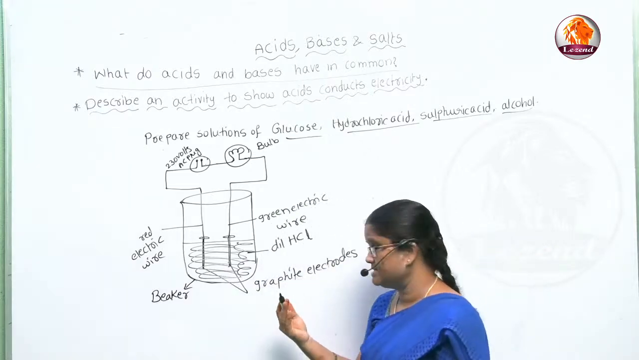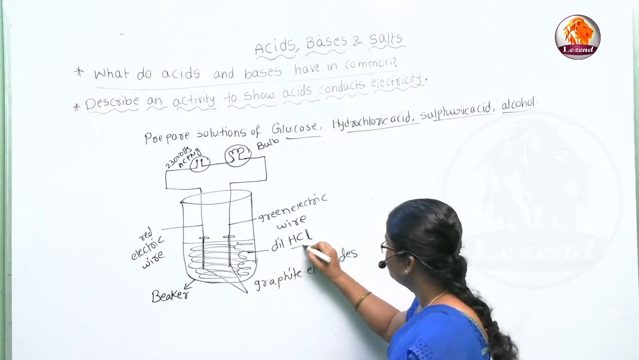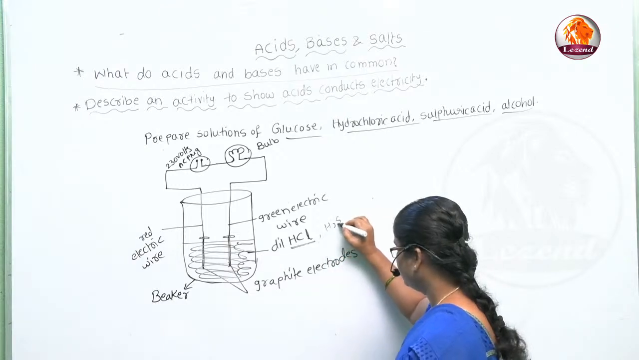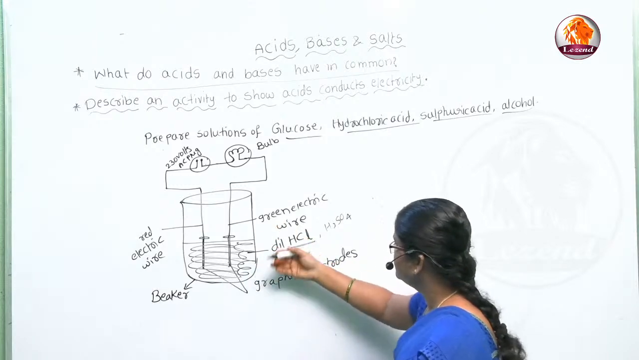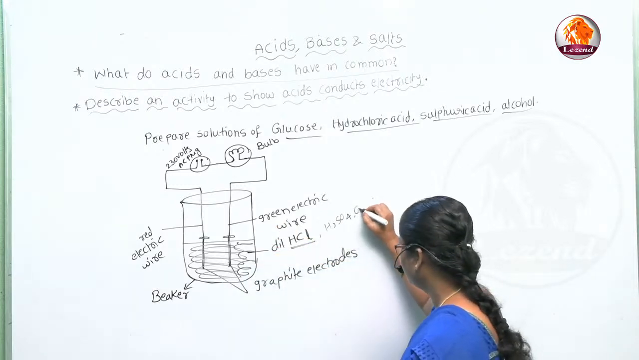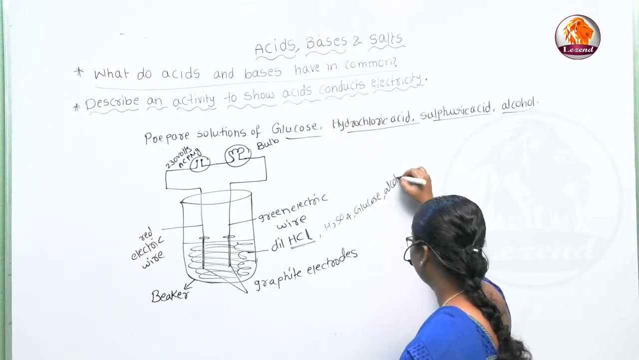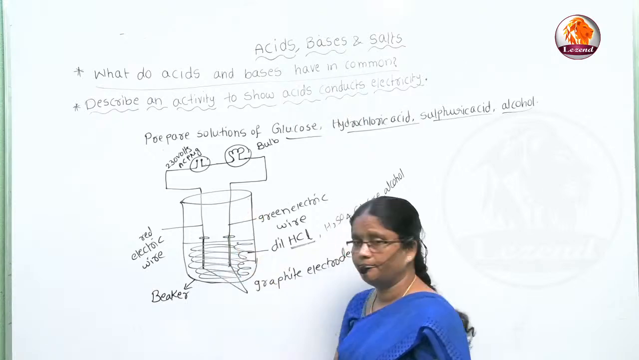Okay, and observe what happens in the circuit, and in the same way we have to do the activity with the hydrochloric acid, and also observe what happens, and afterwards you have to do the same activity with the sulfuric acid, and also with glucose, and also with the alcohol. Okay, pour one solution, and you have to observe what happens in the circuit.